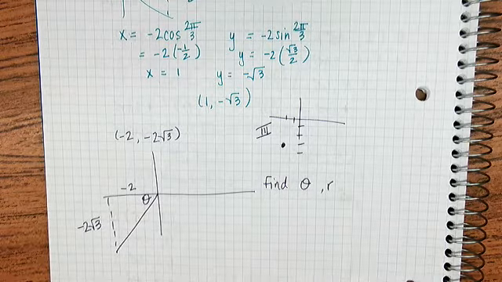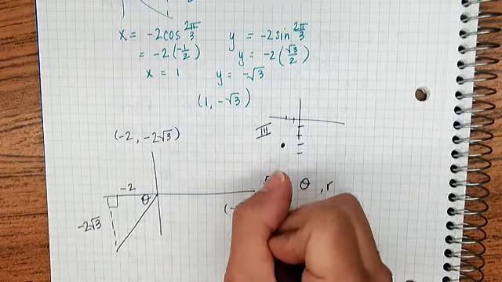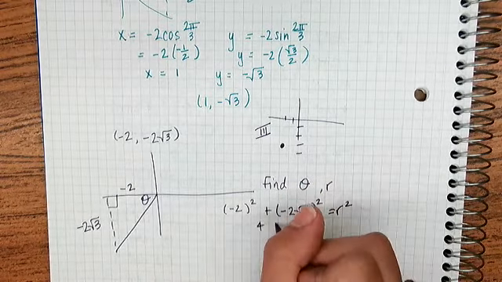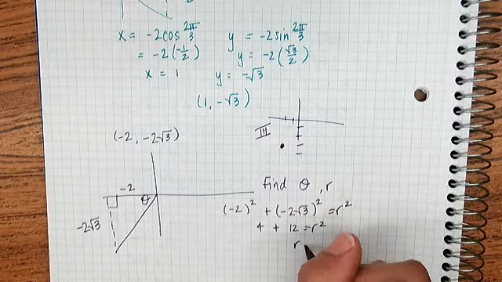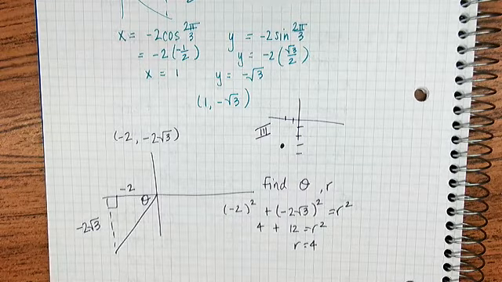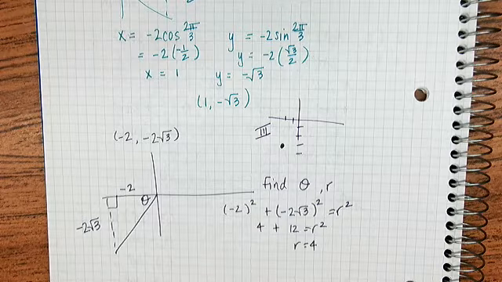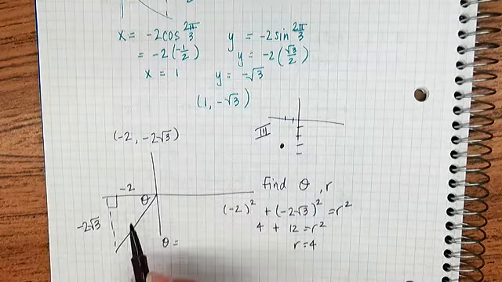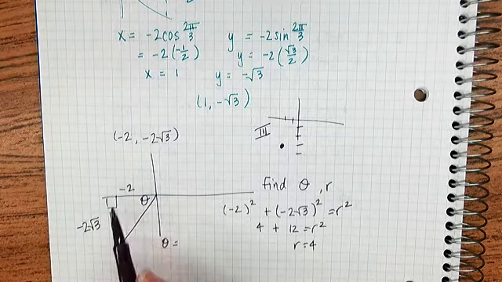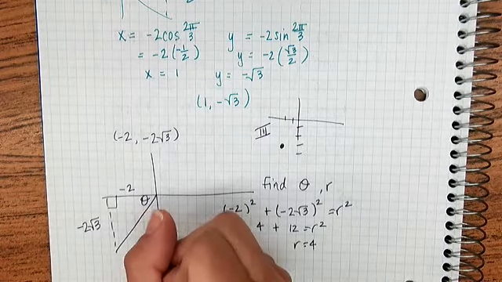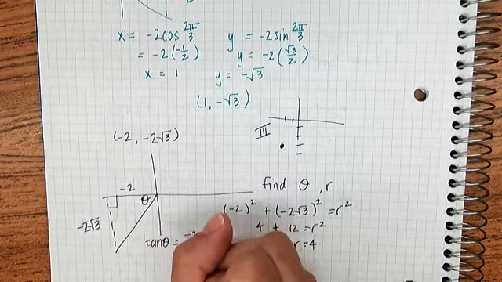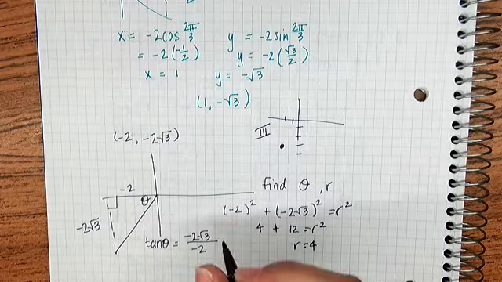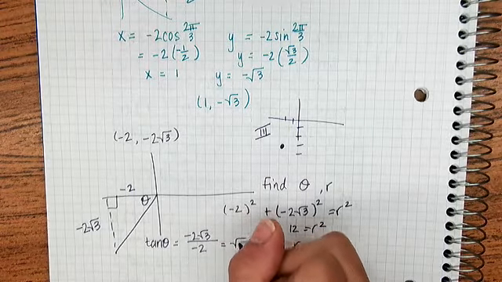How do you find the radius? That's right, Pythagorean theorem. -2 squared plus (-2 root 3) squared equals r squared. So that is 4 plus 4 times 3, which is 12. r squared is 16, so r is 4. All right. Well, how am I going to find the measure of theta? This goes back to your SOHCAHTOA days. I know the opposite, I know the adjacent, so I believe that is tangent. So the tangent of theta is -2 root 3 over -2, which is the square root of 3.